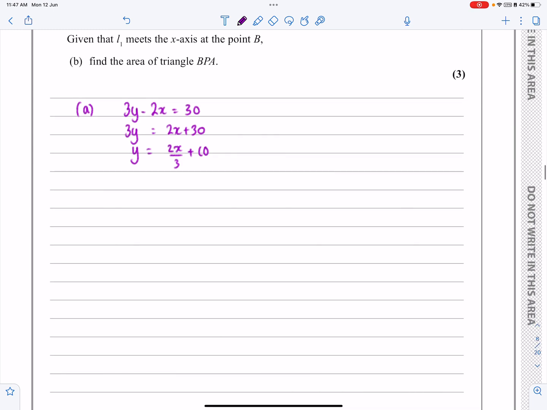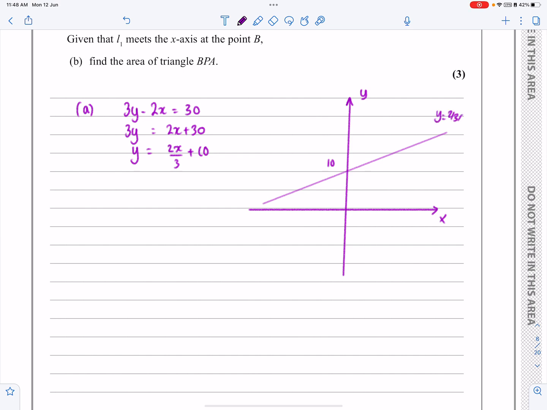Now I'm going to draw a quick sketch, which will help me with the whole of the question here, which is just to try and work out what I've got going on. It only needs to be a sketch, doesn't need to be 100% accurate, but I know what y equals 2/3 x plus 10 would be. Y equals 2/3 x plus 10 has a positive gradient, and it's hitting at 10 there. So if this is y equals 2/3 x plus 10, that's line L1.